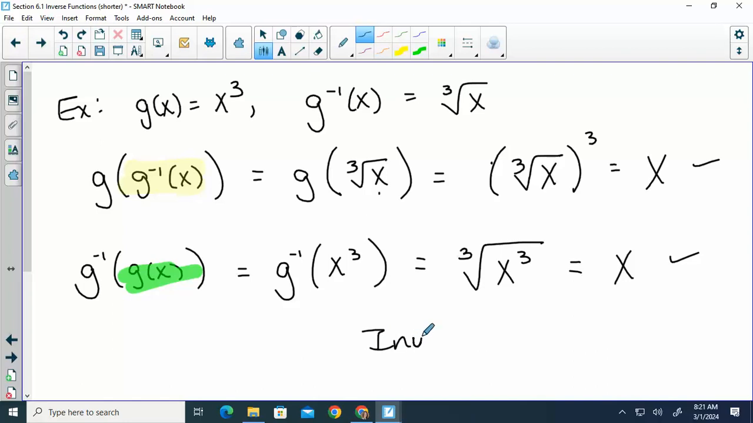So if you do both and you get x both times, then you can say they're inverses. If you do one of them and it's not equal to x, then there is no need to check the other one. That's all you need to say that they are not inverses. So now we're going to practice a few of these.